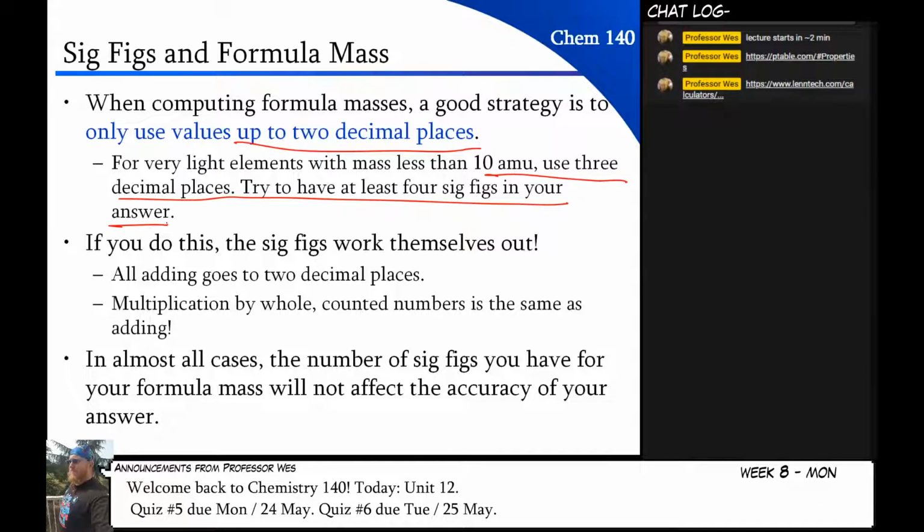So just make sure that you are reporting to at least 2 decimal places when you use the periodic table, using whatever periodic table you're using. There's tons of them out there, I realize. And you'll be in good shape.